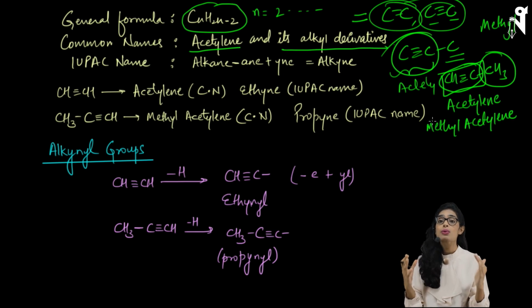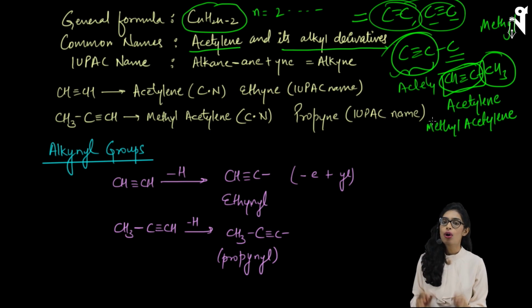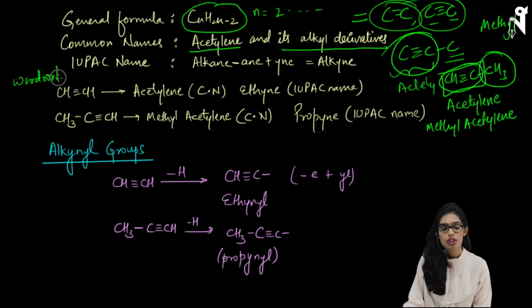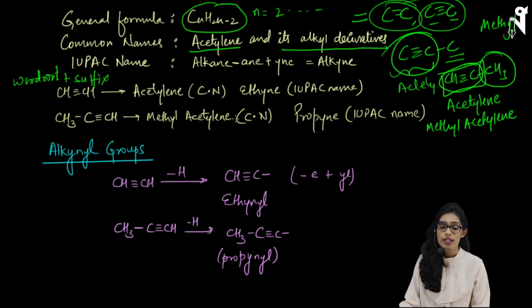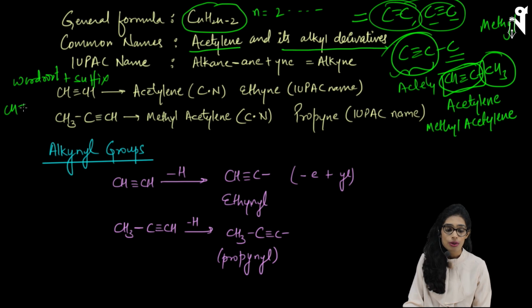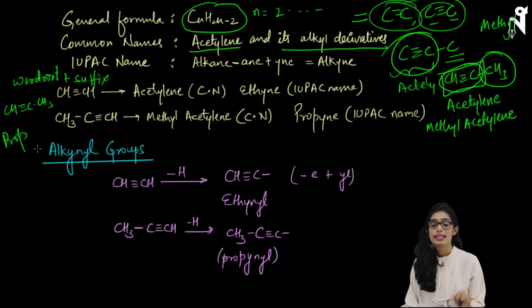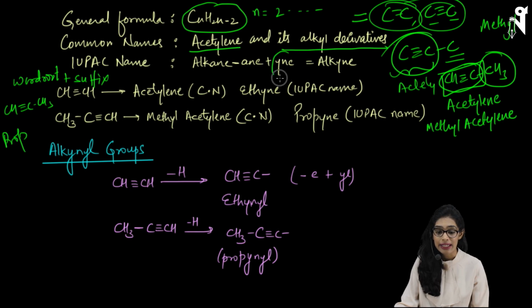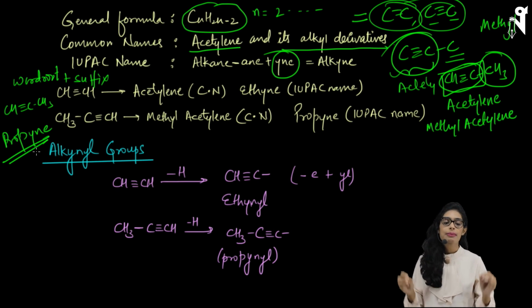But when it comes to naming using the proper rules which have been designed to give the scientific name to these compounds, we follow the normal procedure, that is word root, which tells the total number of carbons, plus suffix. So if I take the same example, CH triple bond C single bond CH3, total number of carbons are 3, so we will call it prop. And the suffix we use for alkynes is yne, Y-N-E. So we will write it propyne. So the normal IUPAC name, or you can say the standard name, is propyne.